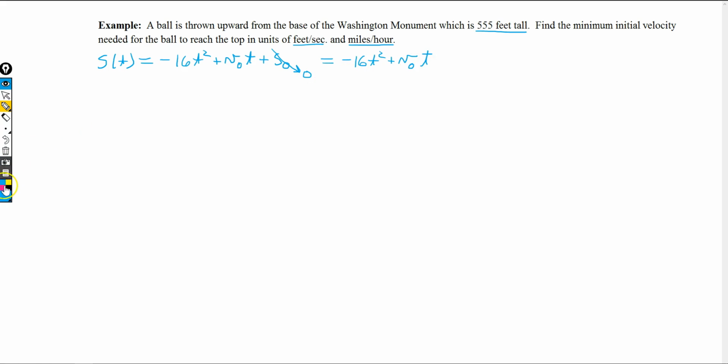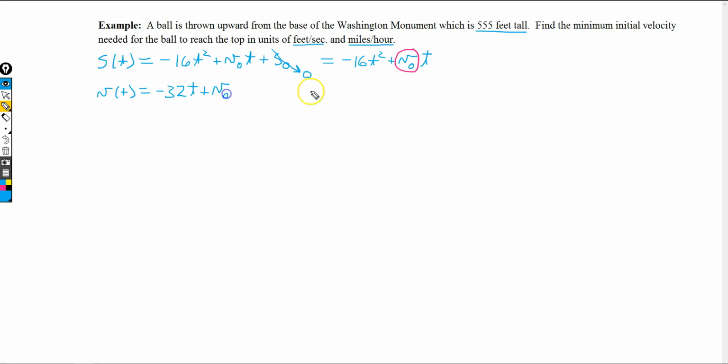Now, what we need to solve for is we need to find this initial velocity somehow. So that's what we need to solve. Now, let's also notice that our velocity is the derivative of our position function. So that's going to be.